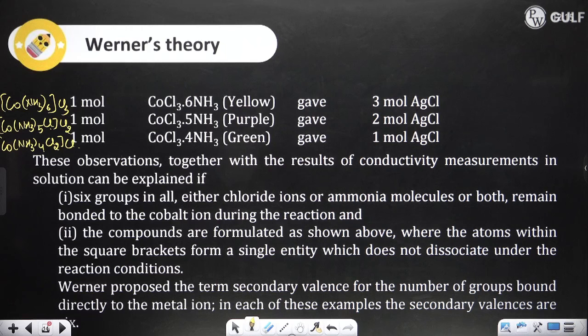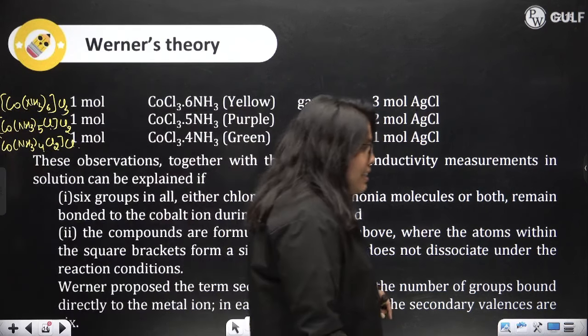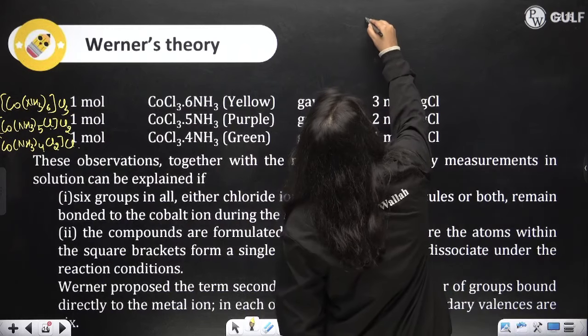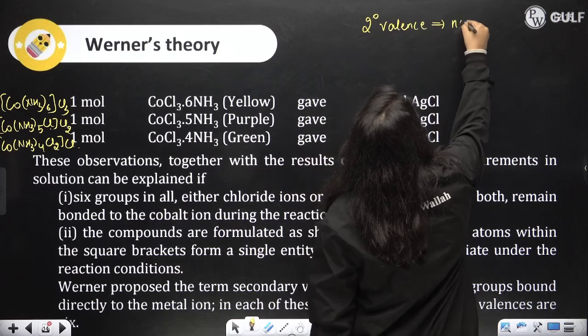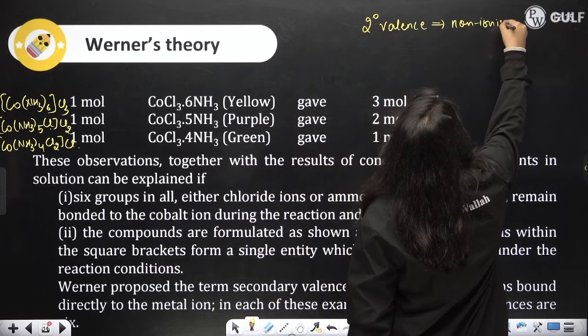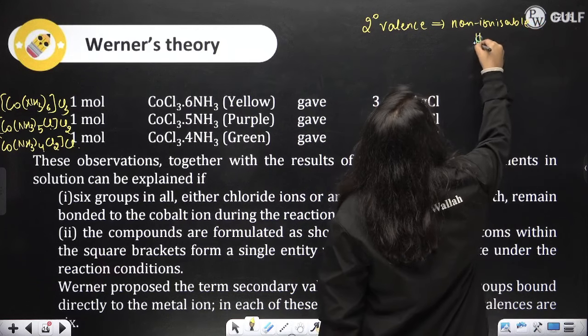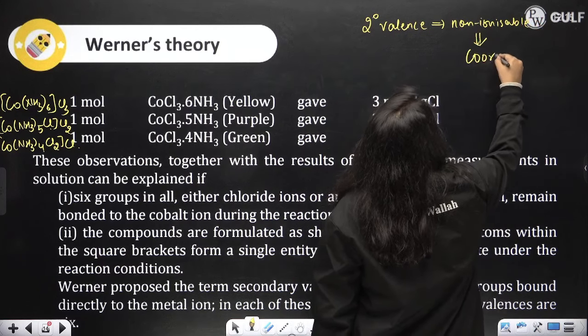The compounds are formulated as shown above, where the atoms within the square brackets form a single entity which does not dissociate under the reaction conditions. Werner proposed the term secondary valency for the number of groups bound directly to the metal ion. In each of these examples, the secondary valencies are 6. Now, what is this particular secondary valency that he's talking about? Secondary valency is the non-ionizable valency, which is nothing but your coordination number.